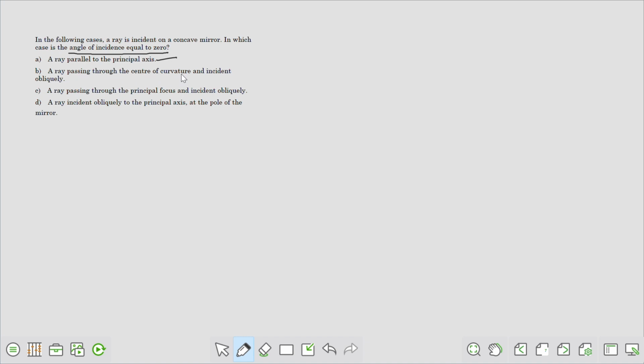Now a ray passing through the center of curvature and incident obliquely. So if a ray is passing through a concave mirror at point C, what happens to the light ray? Yes, it will reflect back along the same path. Why does it reflect back along the same path? Because the incident ray hits the mirror perpendicularly. In that case, the angle of incidence is 0.